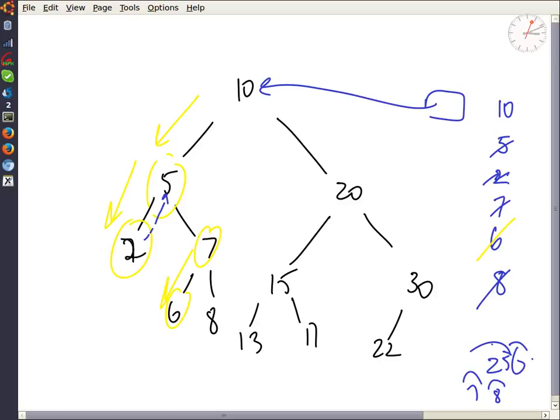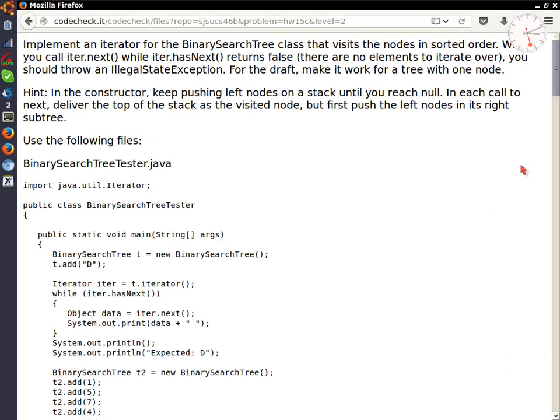Now we're going to deliver the 10 and push the right subtree, where is it? It's these ones here. So we'll push, now my thing gets crazily messy, 20, 15, 13, and so on. So the key here is to follow the description, which accurately says what you should do.